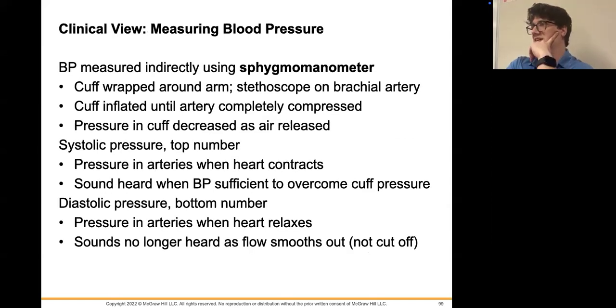That little machine we just used is a sphygmomanometer, which is just a really fun word to say.